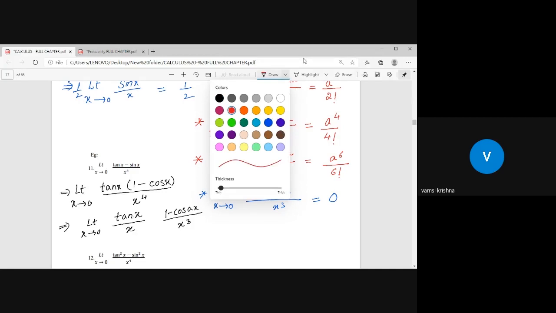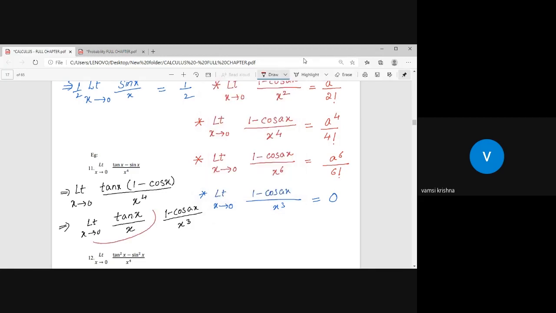Now we have limit x tends to 0, tan x by x, this part is 1. And I already discussed, if you have cos ax by x cube like function, then odd function results 0 only. 1 into 0 is 0. So this is 1 minus cos x by x cube, just divided like this. Result is 0.